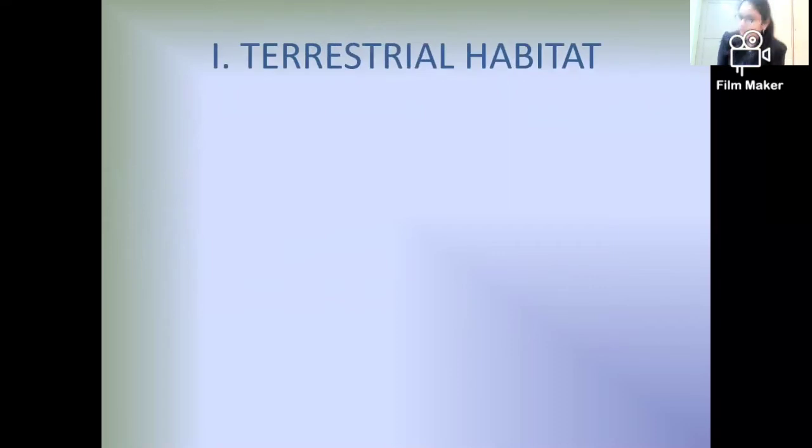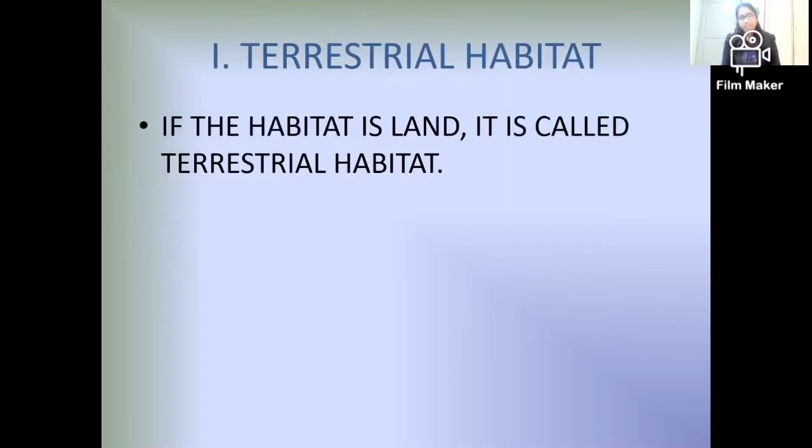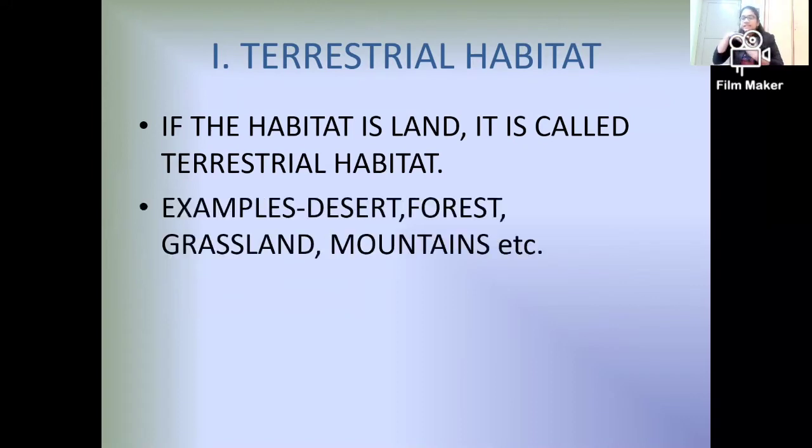So first, let's learn about a terrestrial habitat. If the habitat is land, it is called a terrestrial habitat. We are living in a terrestrial habitat. Elephants, and mostly animals, not all, because there are even animals underwater and underground. Examples of terrestrial habitats are desert, forest, grassland, mountains, polar regions, etc.